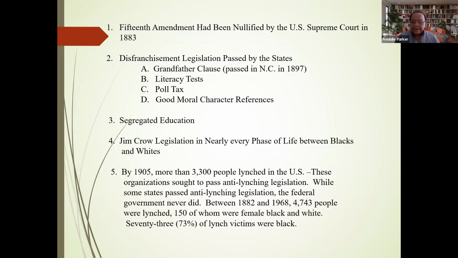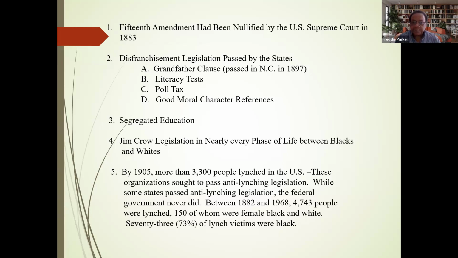In other words, if there's some legislation passed by a state that says this person cannot vote, you still have the right to vote. The state just put an impediment in front of you. So the court absolutely was playing around with the 14th and 15th Amendments, using little words to disallow Black folk access to public accommodations and access to hope. So by 1883, the 15th Amendment had been nullified by the U.S. Supreme Court.